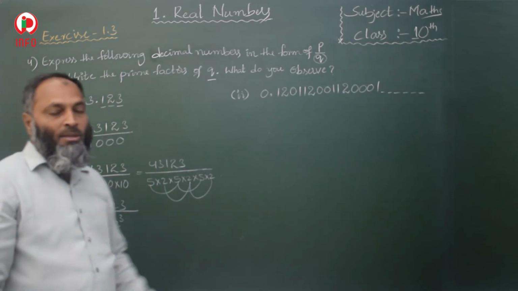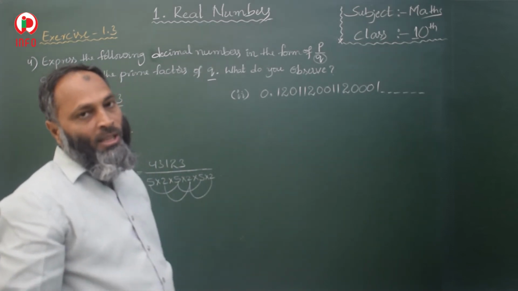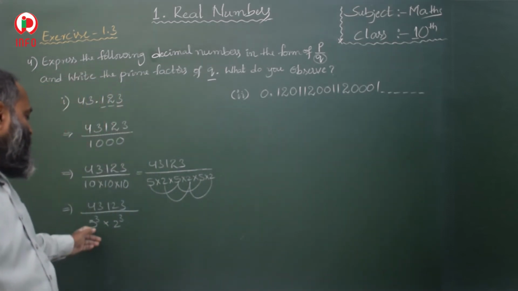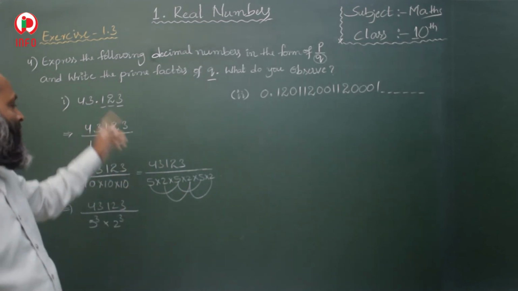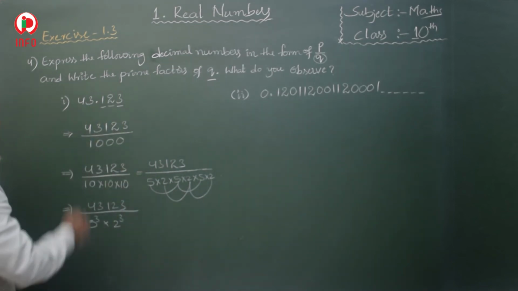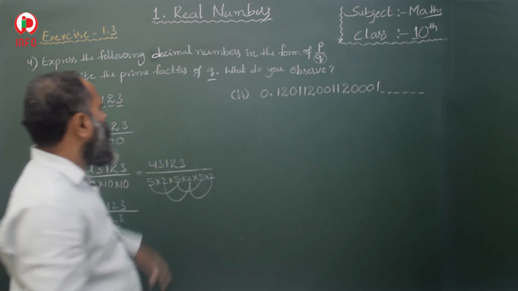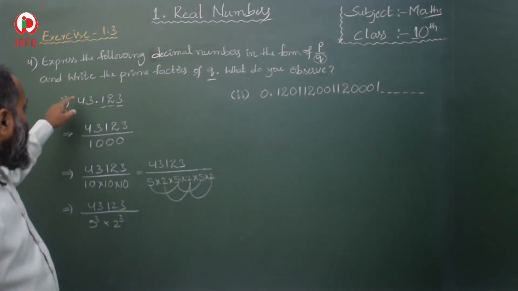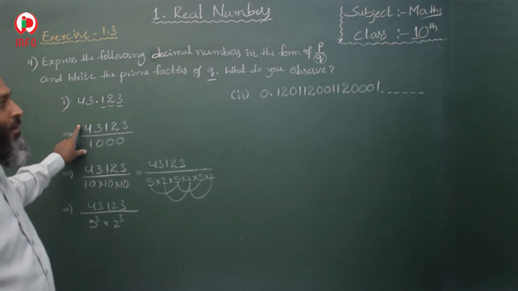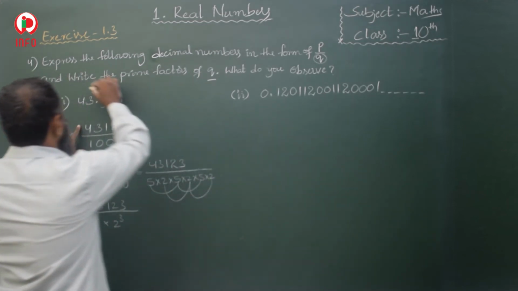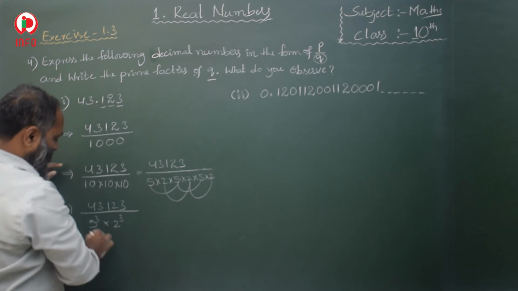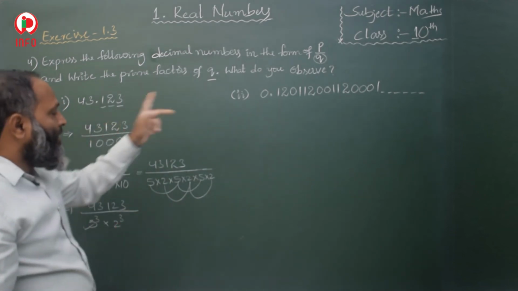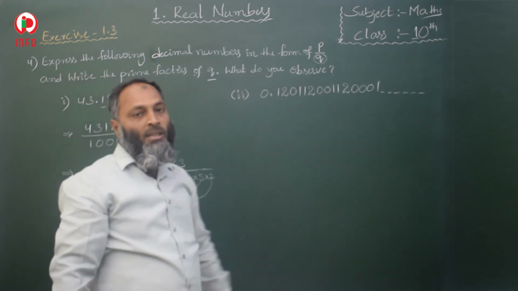So the denominator is the product of 5s and 2s. The denominator prime factors are 5 and 2s. So that is why this is a terminating decimal. So what do you observe, he is asking. First, decimal number in the form of P by Q. According to the first question, this is over. And write prime factors, this is over. And the third, what do you observe he is asking?